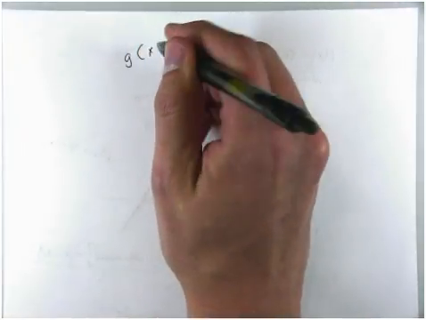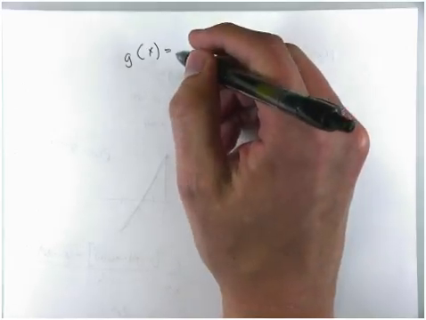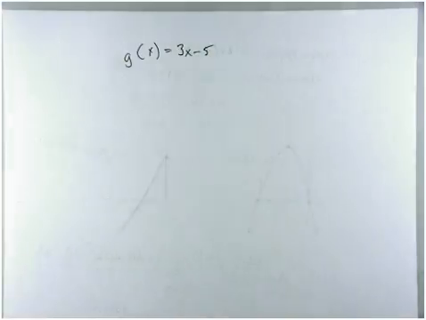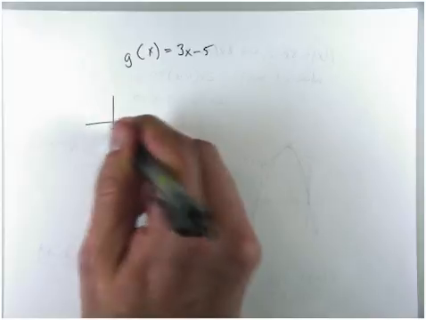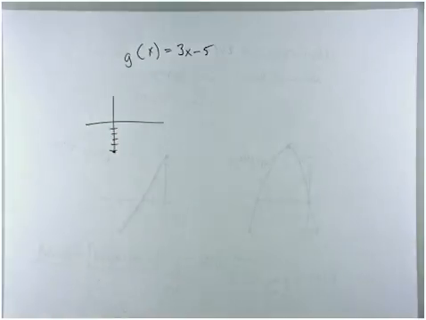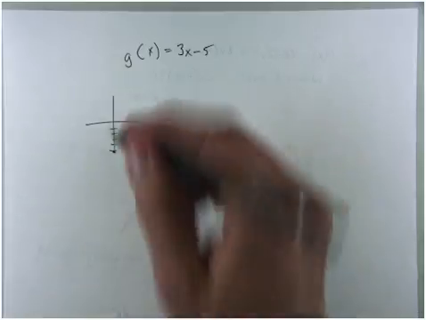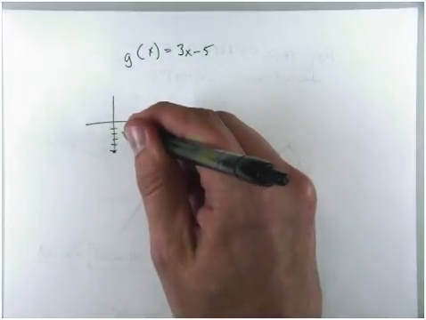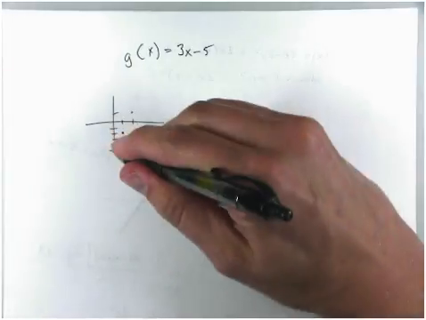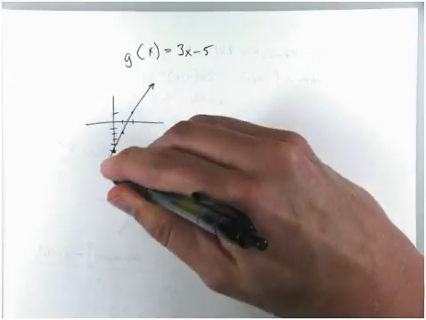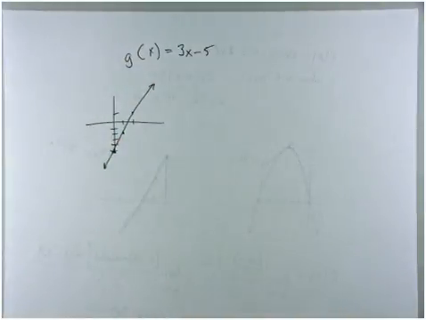Okay, so the second part was to consider g of x equals, what was it, 3x minus 5. This is a lot easier to graph for us algebraically. It has a y-intercept of -5. It has a slope of +3, so 1, 2, 3, and over 1. Okay, it is a straight line.